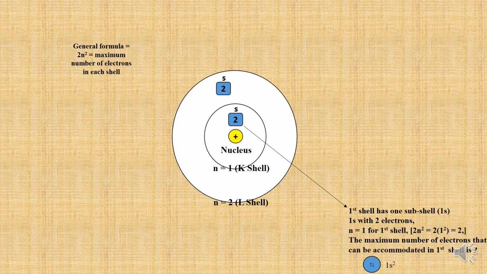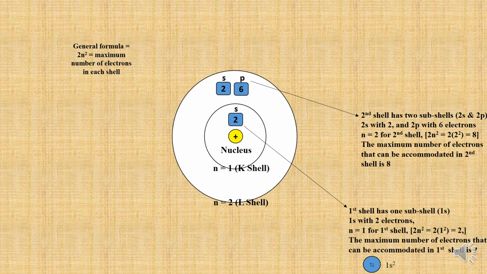There are 2 electrons in the s orbital and 6 electrons in the p orbital. The second shell has 2 subshells, 2s and 2p: 2s with 2 electrons and 2p with 6 electrons. So n is equal to 2 for the second shell, and therefore the maximum number of electrons that can be accommodated in the second shell is 8.